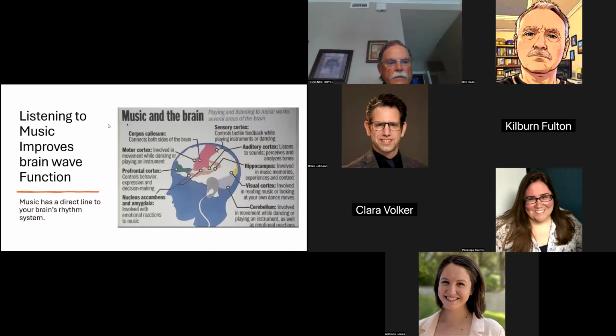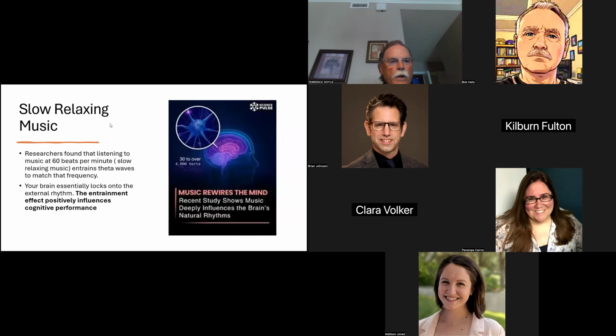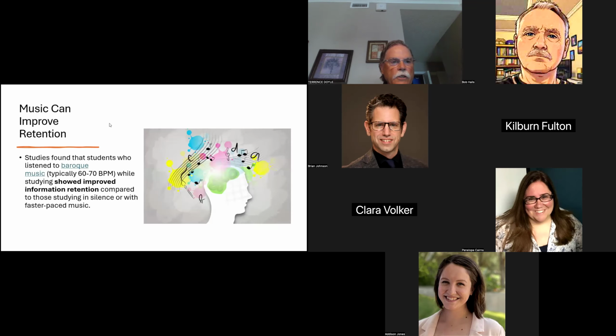But music actually has a direct line to the rhythms of the brain. And certain music, in this case about 60 beats per minute, can actually positively interact with cognitive performance and improve memory. So this study found that when students listen to Baroque music, which is typically at about 60 to 70 beats per minute, they actually showed improved retention of information than those who didn't. So there is an element of being able to listen to certain kinds of music that students should be encouraged to do, especially when they're doing their studies.